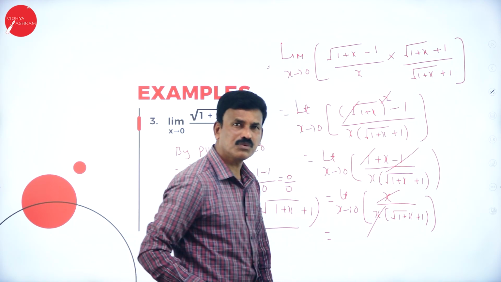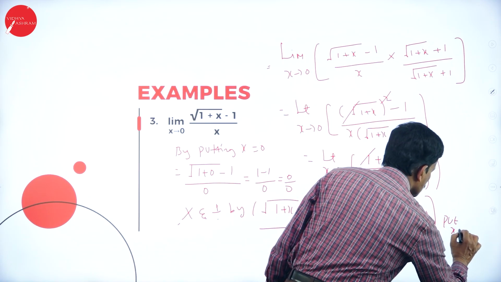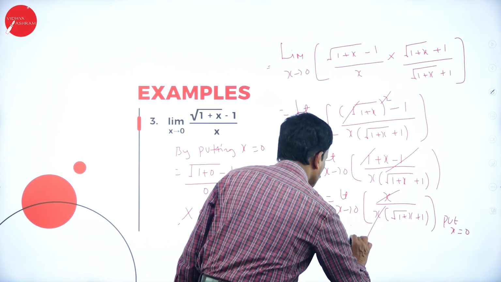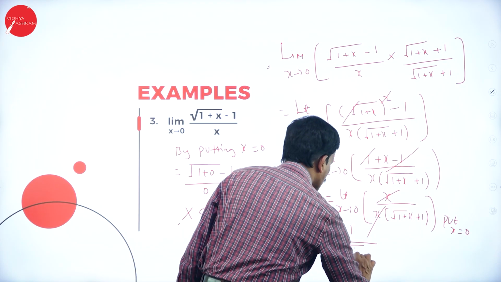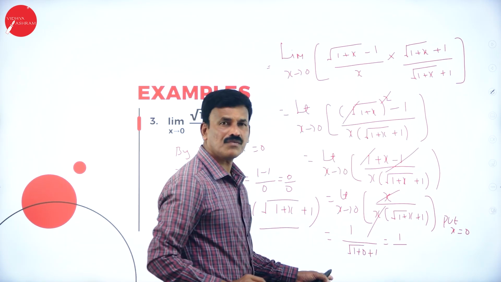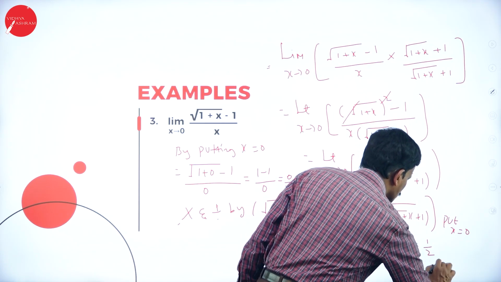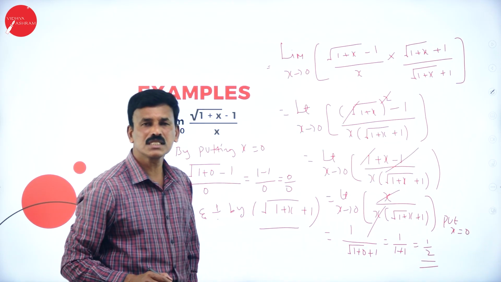Now apply the limit. Put x is equal to 0. What you will get in the numerator? 1 divided by root of 1 plus 0 plus 1. That is 1 by root of 1 plus 0 is 1, root of 1 is 1, plus 1, that's equal to 2. So the simplified answer for this is 1 by 2.